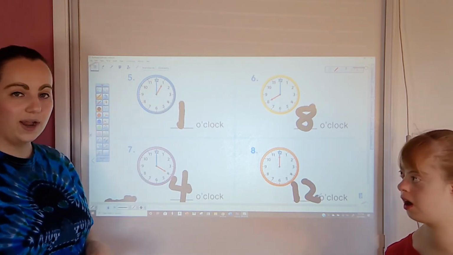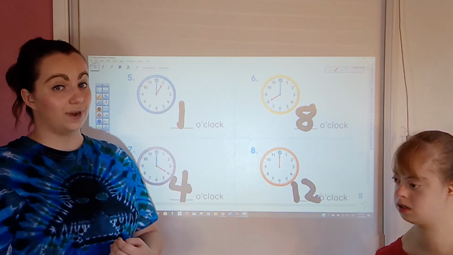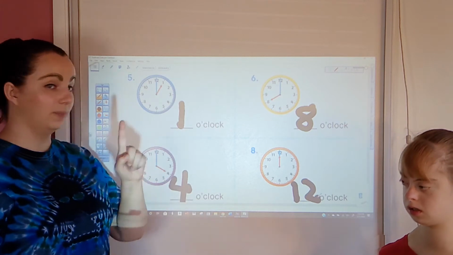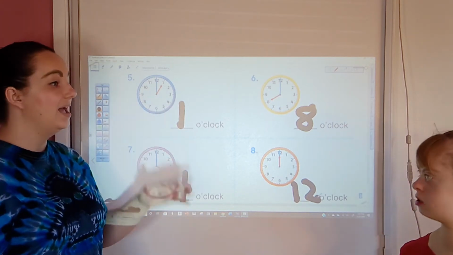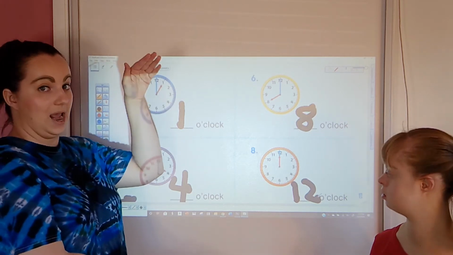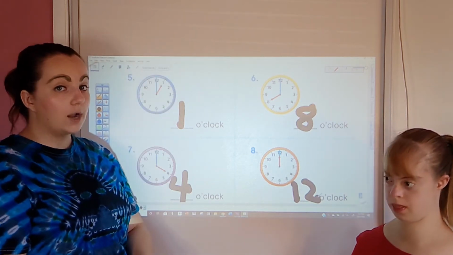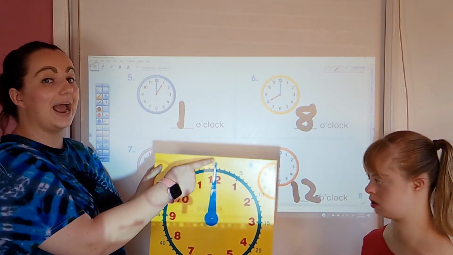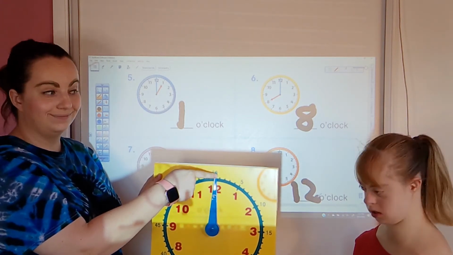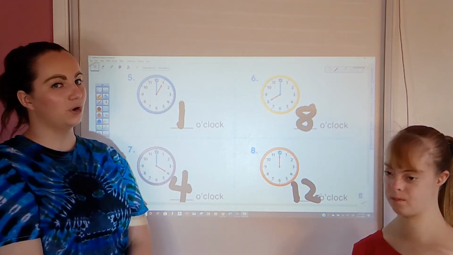Let's keep going. We have just a few more problems to practice where we're still going to read first the short hour hand, read the hours on, and then the long minute hand. Remembering that when the long minute hand is pointing to 12, we read it as o'clock. Okay, we'll come back with a few more problems.